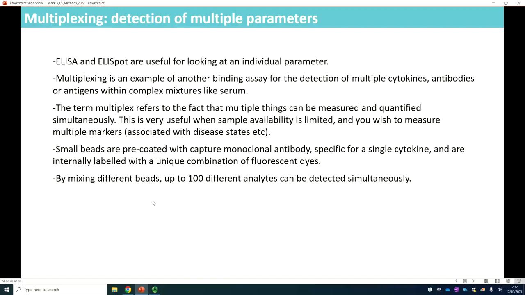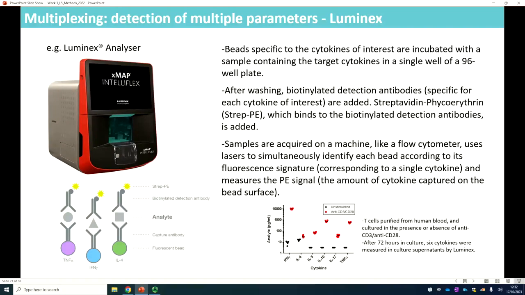So in this situation, small beads are pre-coated with our capture monoclonal antibody that's specific for a single cytokine, and these beads are actually internally labelled with a variety of different fluorescent dyes. So by mixing different beads, we can analyse hundreds of different situations at the same time. This is a machine, it's called the Luminex, and it allows us to do that.